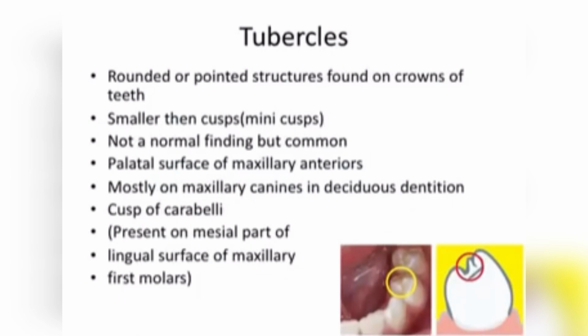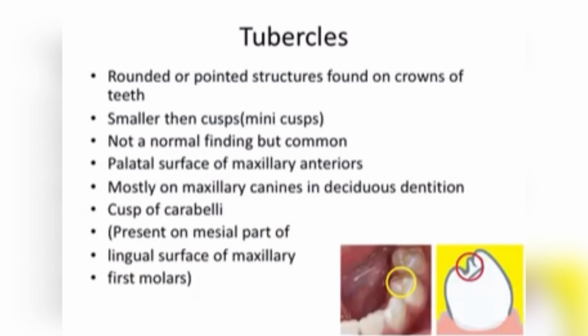Tubercles. Tubercles are the rounded or pointed structures which are found on the crowns of teeth. Tubercles are smaller than the cusps. Tubercles are also called mini cusps. Tubercles are not a normal finding, but it is common. It is present on the palatal surface of maxillary anteriors. It is mostly present on the maxillary canines in deciduous dentition.